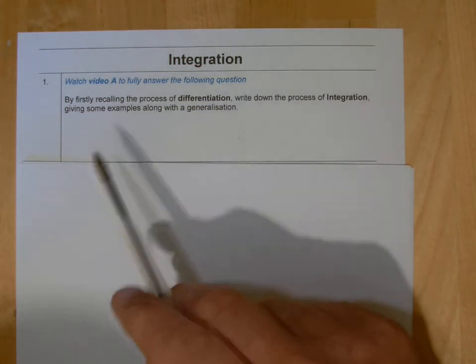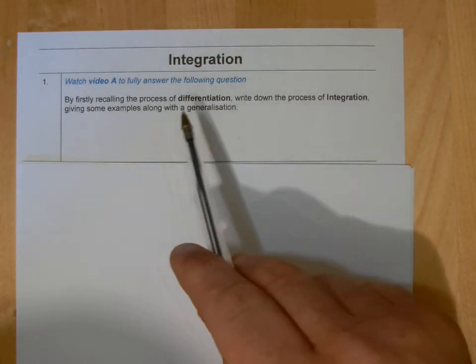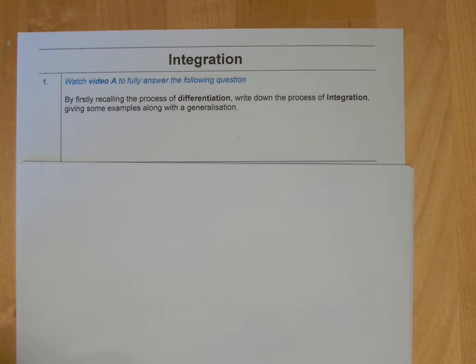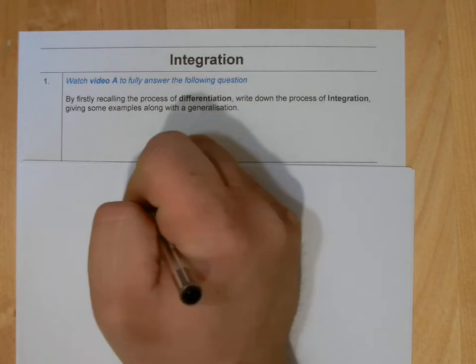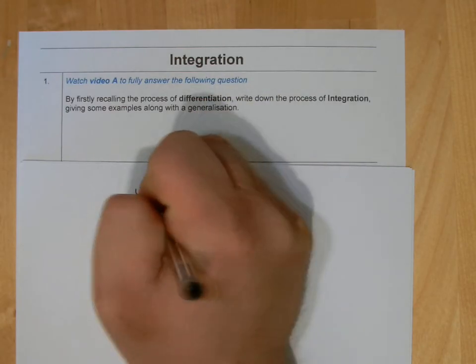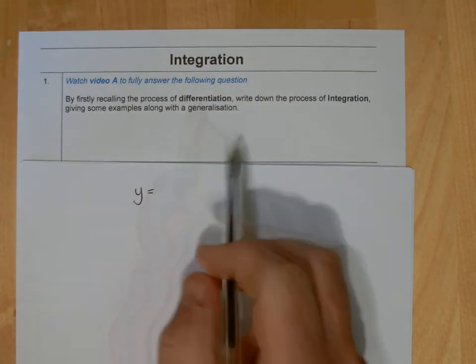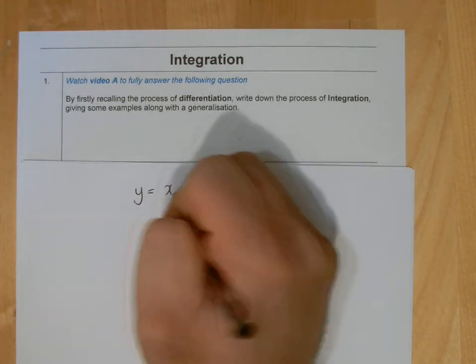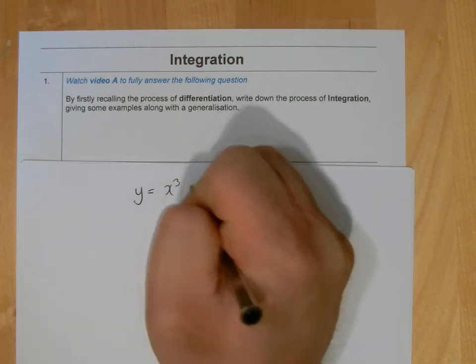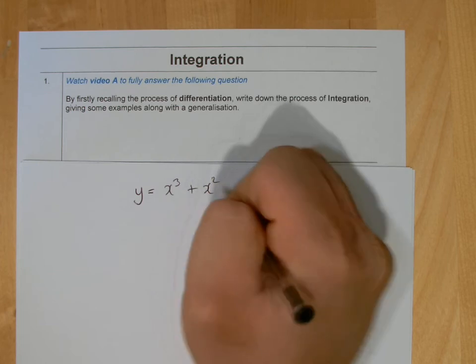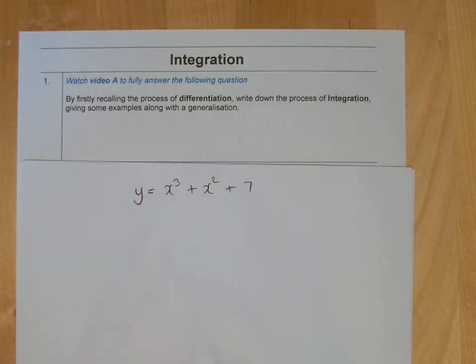Okay, integration. By firstly recalling the process of differentiation, write down the process of integration, giving some examples along with a generalization. Now, let's look at some examples to start with of differentiation.